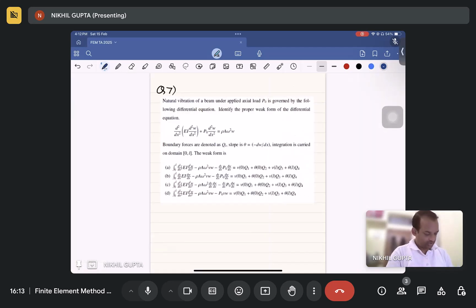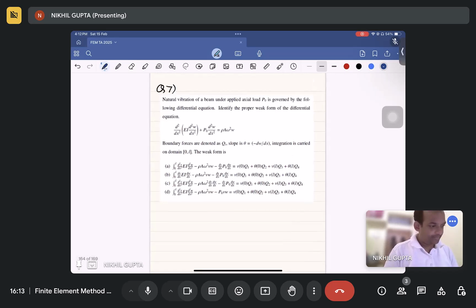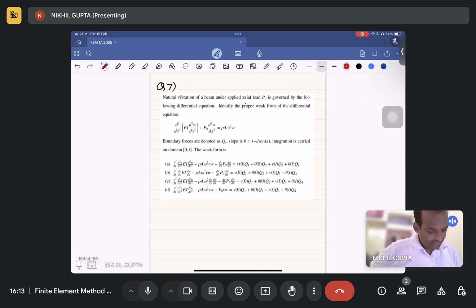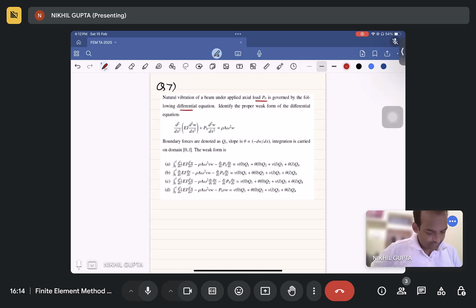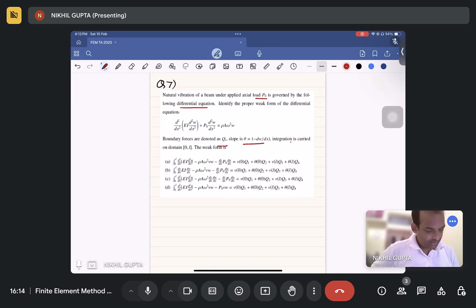Okay, so this is question number 7. This will be very helpful for solving the problem on the assignment. So let's read what it says. Natural vibration of a beam under applied axial load P naught is governed by the following differential equation. Identify the proper weak form of the differential equation. You have to find it. And boundary forces are Qi. Slope is given. Integration is carried out. Given and the weak form is this.